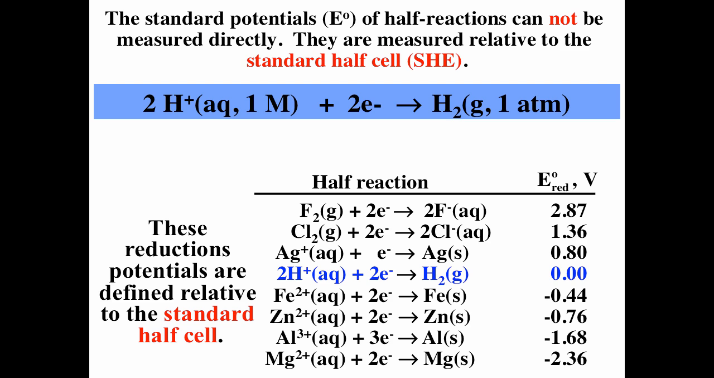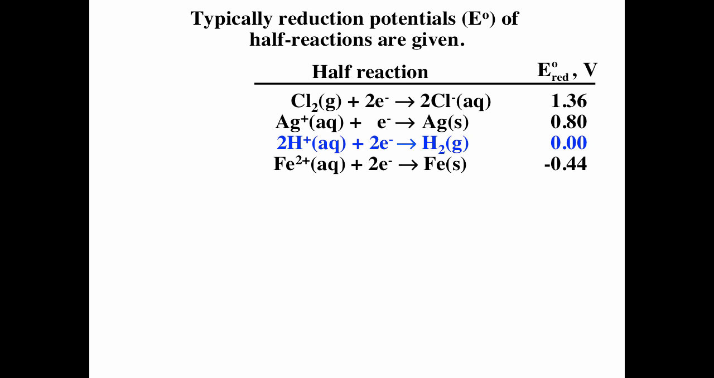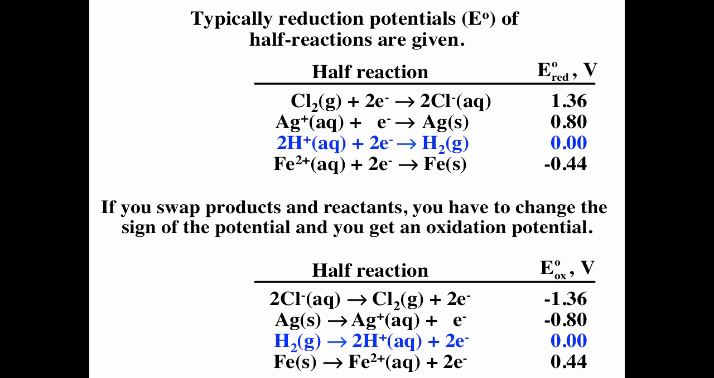Now, typically you're given reduction half reactions. I'm not sure why it's reduction instead of oxidation, but typically you're given reduction half reaction tables like these. And LEO goes GER: lose electrons oxidation, gain electrons reduction. So notice that the electrons are reactants, and so these are all reduction potentials. Now if we swap products and reactants, we change the sign of the potential, and now we have oxidation potentials.